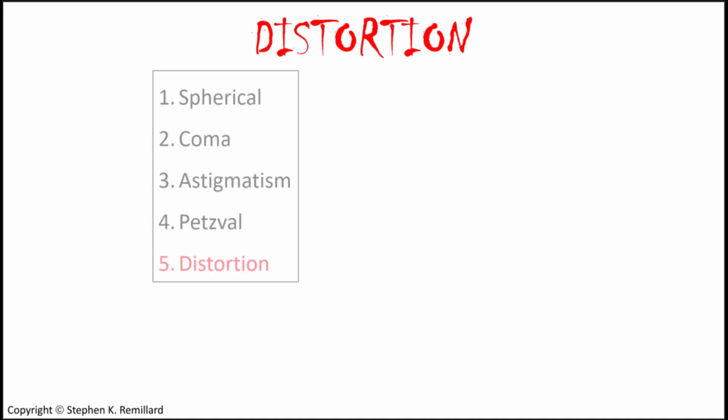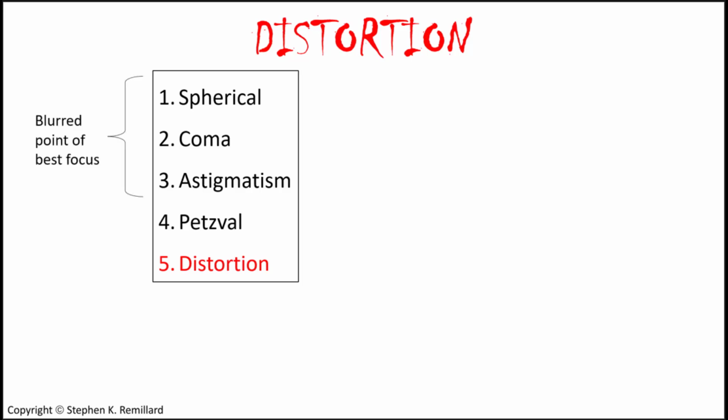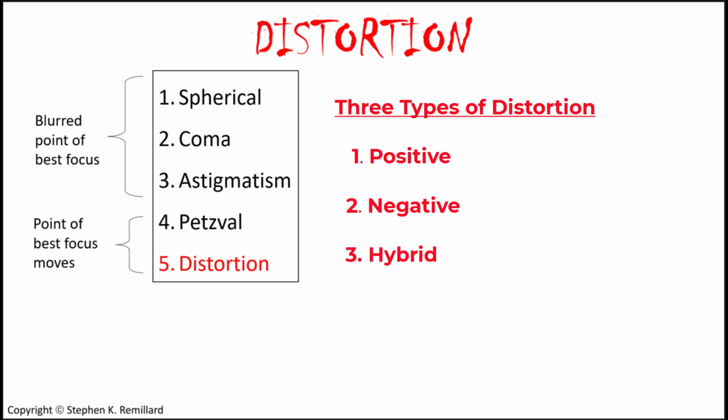All 5 of the primary aberrations leave a noticeable fingerprint on an image. The first 3 aberrations leave a blurred point of best focus. But Petzval and distortion move the location of the point of best focus. Petzval moves the best focus point off the image plane, and distortion moves the best focus point to a new location on the image plane.